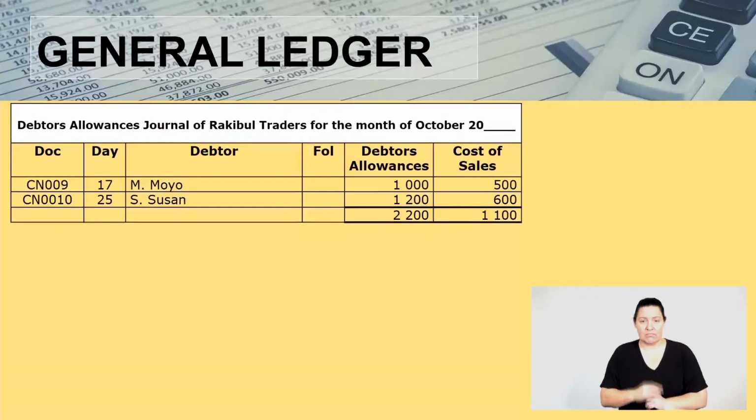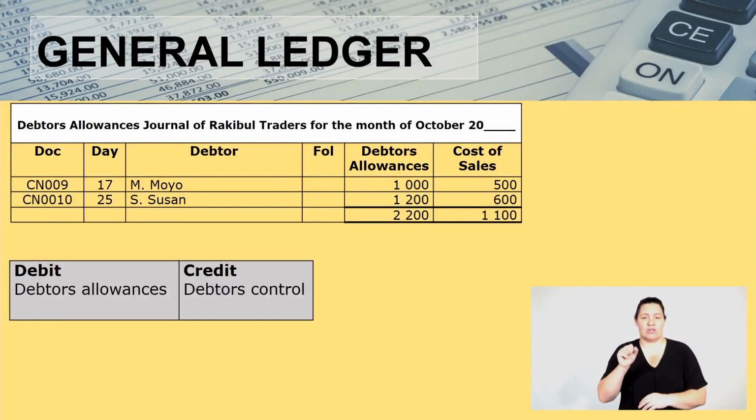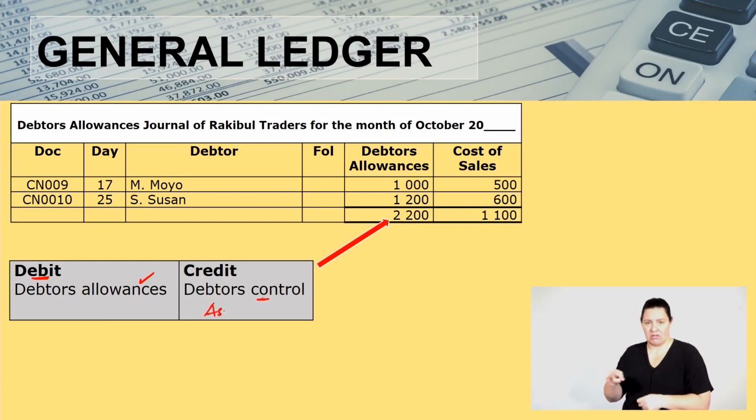So we are now quickly going to post this journal to the general ledger. Remember, here is our debtors allowances journal. We are now going to post it to our general ledger. Very important that on the debtors allowances amount, we will debit our debtors allowances. In other words, we'll create a debtors allowances account, and then we'll credit what we call the debtors control. Remember, debtors control is your asset. So on the 2.2, we will have a debit as well as a credit, double entry.